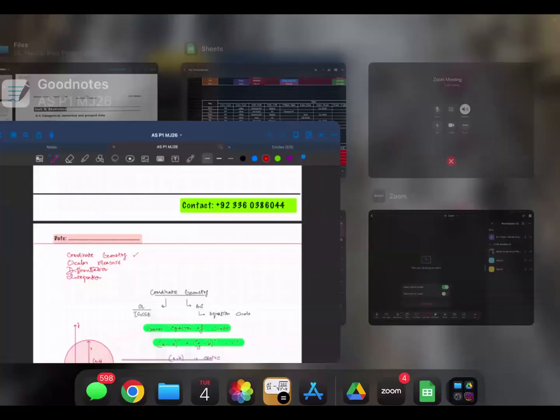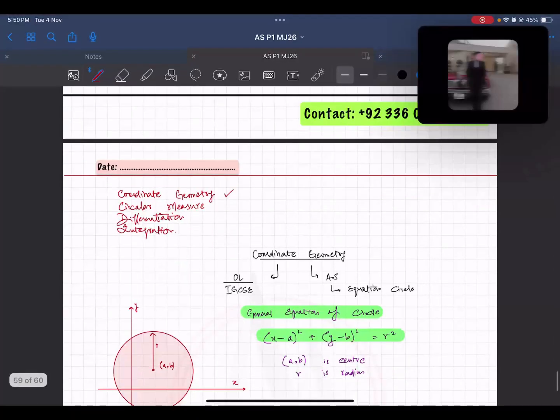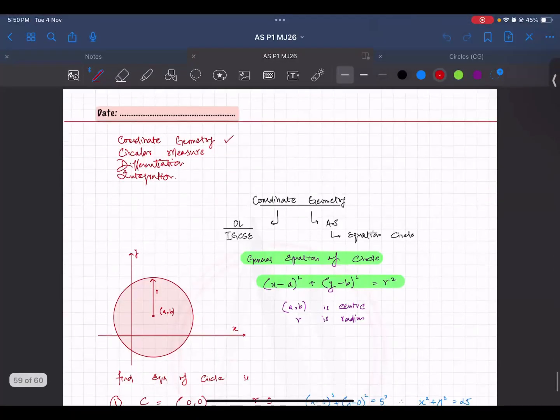Okay. So in the last class, we started coordinate geometry. We revised the things from IGCSE, from the O level: the basic formulas of the gradient, the distance formula, the midpoint formula, the equation of the line, parallel lines, perpendicular lines, and the equation of the perpendicular bisector, and the simple coordinate geometry, the graph things.